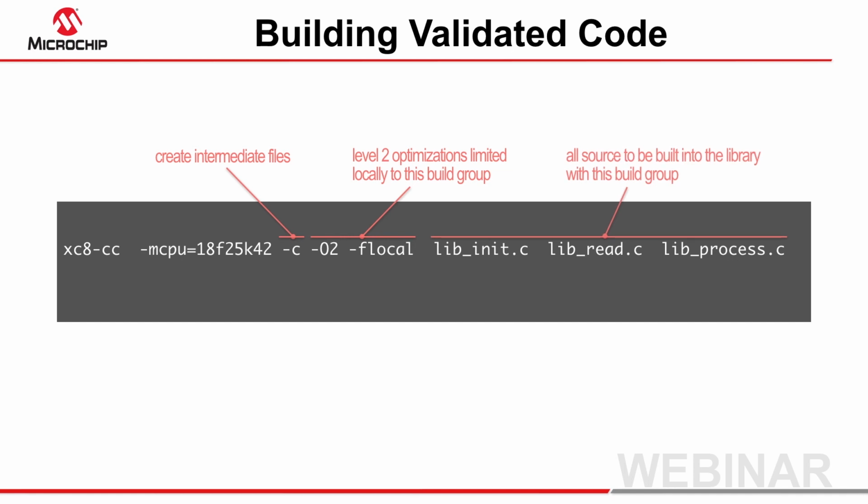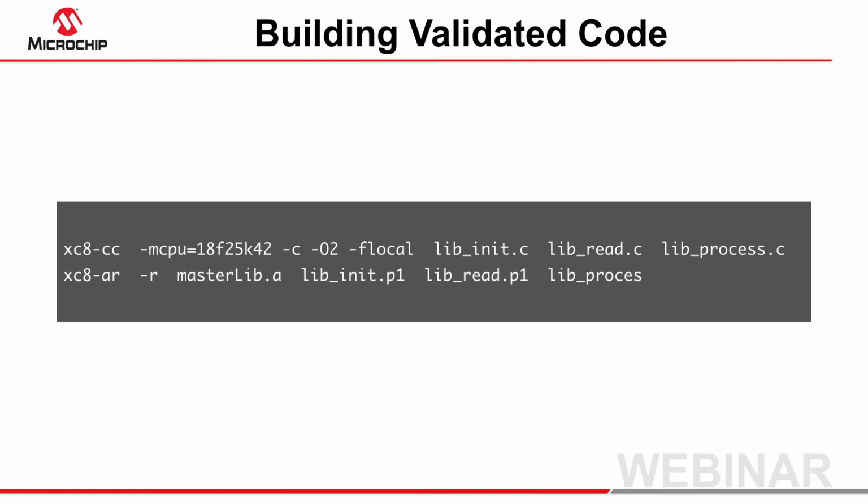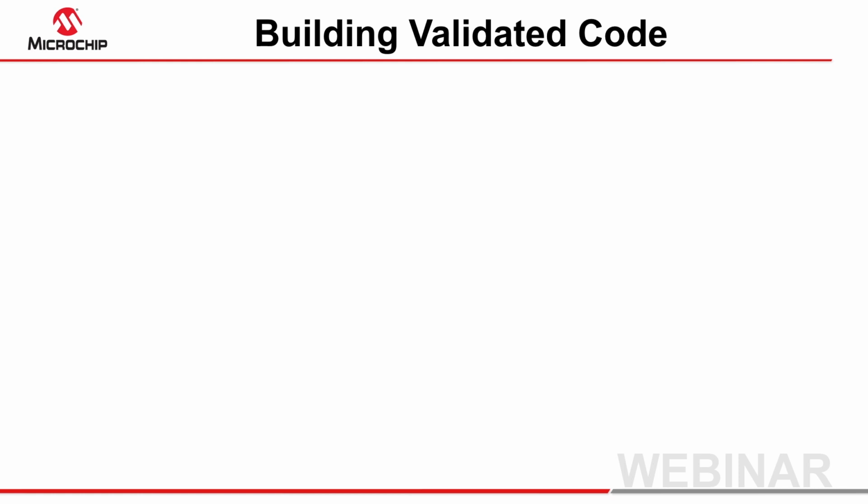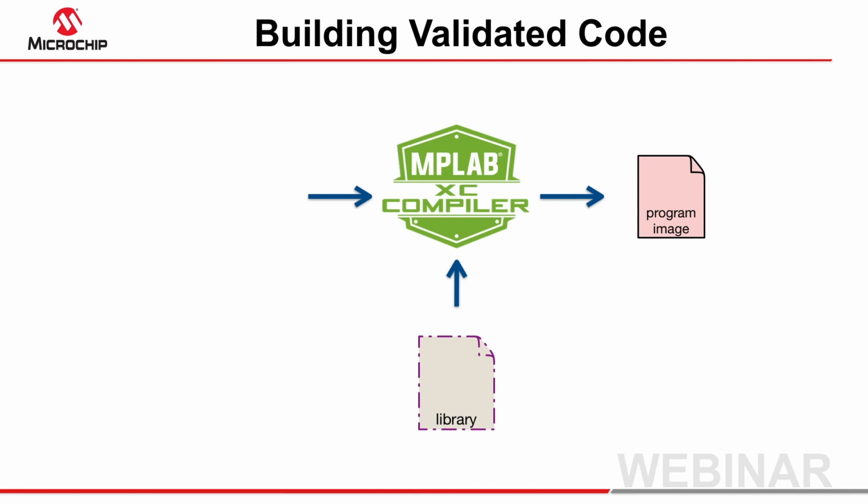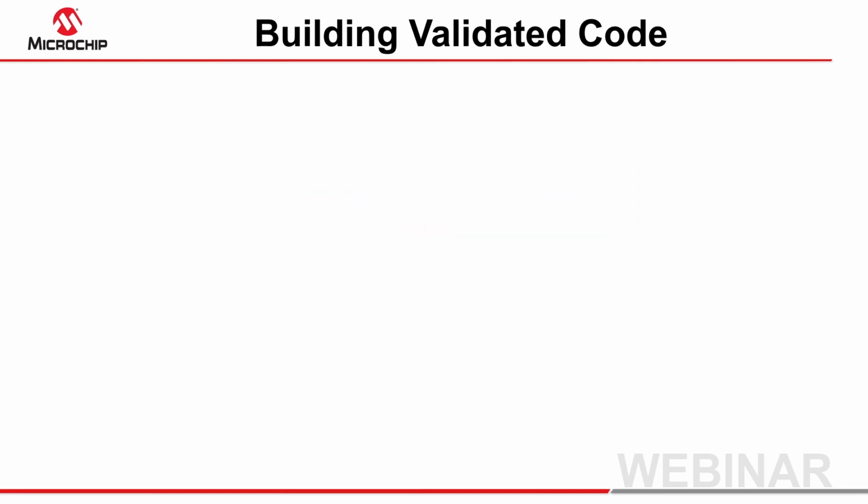The intermediate files produced will contain information to indicate they were built with local code generation, and this information will propagate into the library when you run the archiver. The advantage of a validated library, even those built from just one source file, is that the local code generation specification for the library code will be carried into the end user's project and will automatically adjust the optimizations performed on that code.